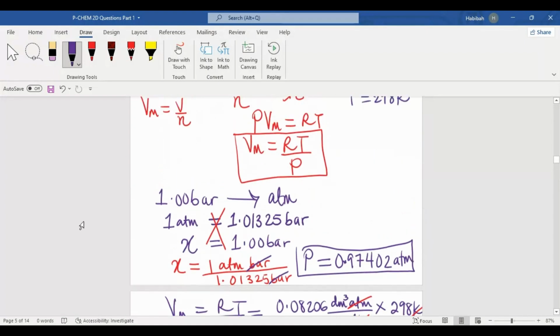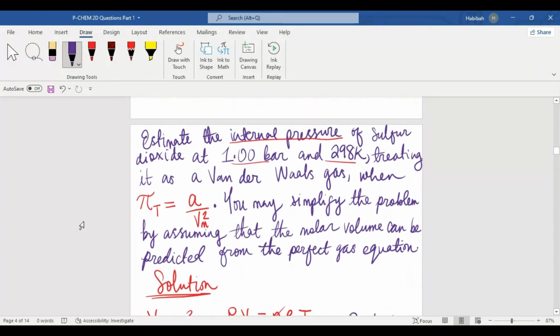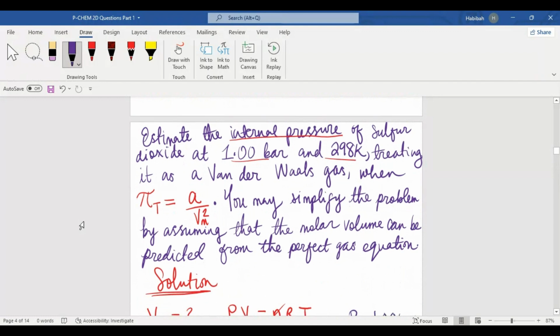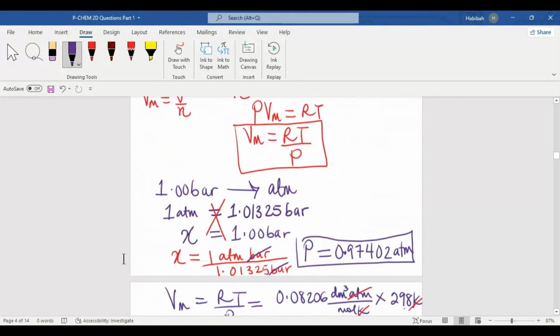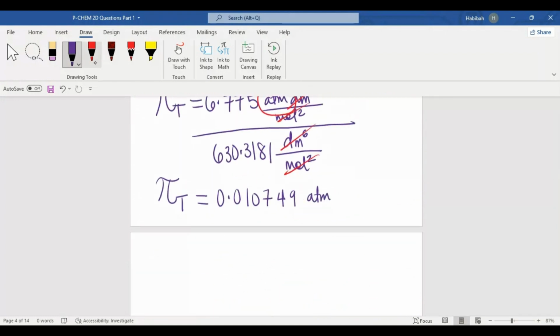Now I want to mention something because we're not actually done. We have to go back to our question to see the least number of significant figures that we have in the question. You can see that 1.00 bar and 298 kelvins are the only numerical values, and they're both three sig figs. So we have to make sure we put our internal pressure final answer in three sig figs. So we're going to just approximate up until 7. So pi sub t, or the internal pressure, is actually 0.0107 atmospheres. This is basically the answer to the question that we're given, 0.0107 atmospheres.